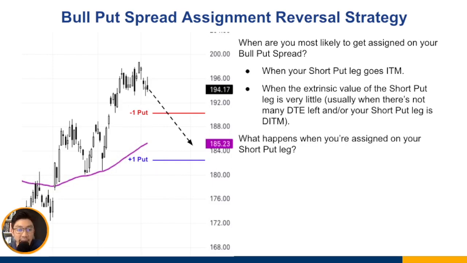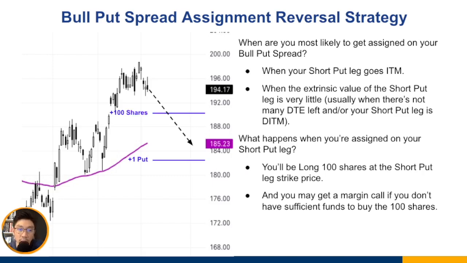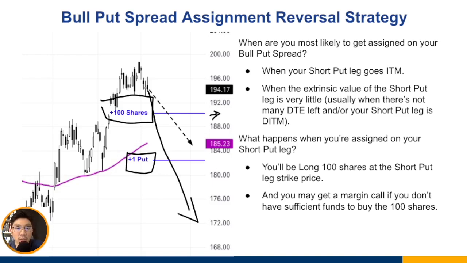So what happens when you're assigned on your short put leg? Basically, you'll be long 100 shares at the short put leg strike price, down here. And you will still keep your long put option. It doesn't matter whether the price is in between these 2 strikes or has gone way past. Because you are long the put, you do not get early assignment, since you are the person who decides whether to exercise the option or not. If you decide not to exercise your long put option, there's no such thing as assignment. Assignment only belongs to short options. If you're short any option, there will be a chance of early assignment.